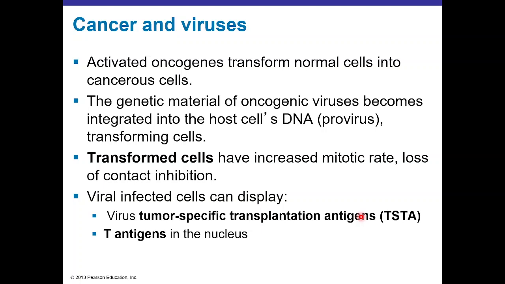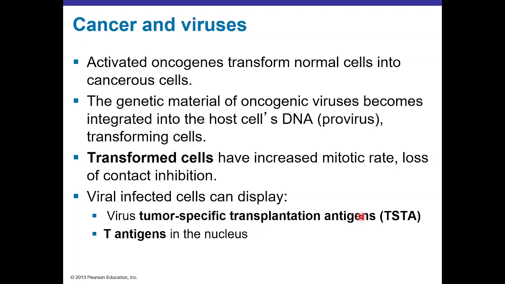And these proviruses, if they integrate in the DNA of the host cell next to an oncogene, can cause the oncogene to be activated, transforming the cells. What are transformed cells? Cells that are constantly dividing without any purpose. So they have an increased mitotic rate, so they form a tumor.